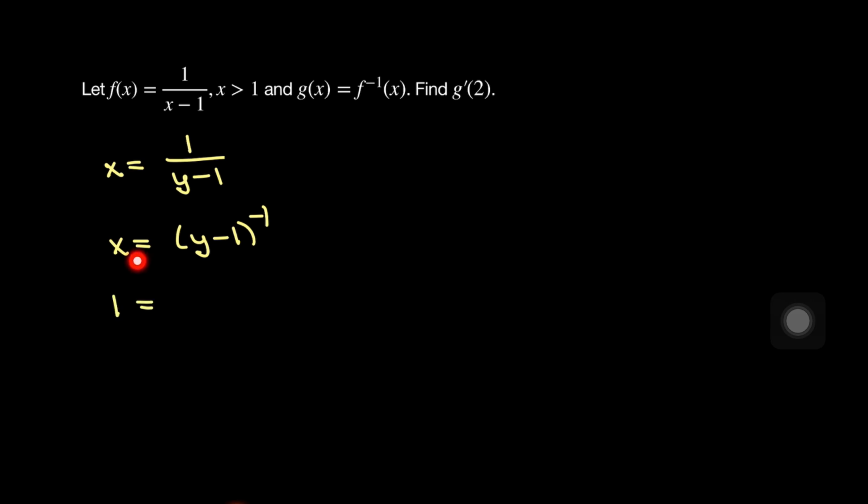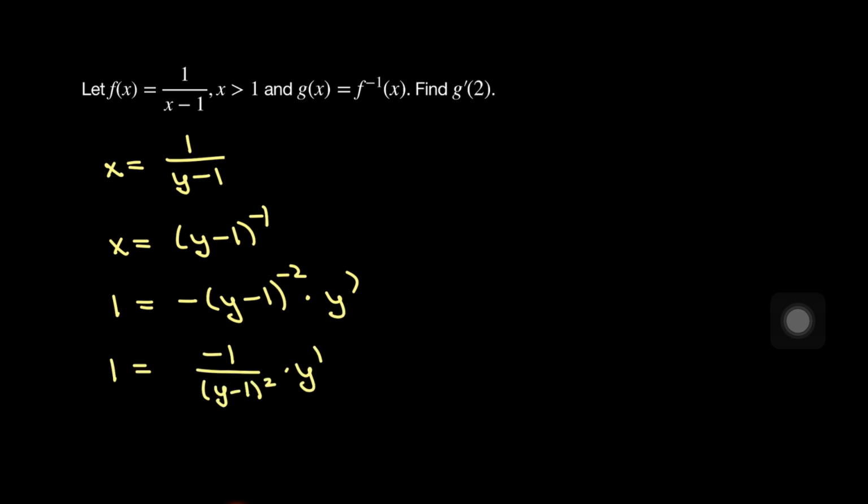So derivative of x is 1. And then on the right-hand side, we're going to use the chain rule. So I brought down the negative 1, negative y minus 1 to the negative 2. And then I have to multiply by the derivative of the inside. The derivative of y minus 1 is going to be 1 times y prime. This is something that we can solve for y prime.